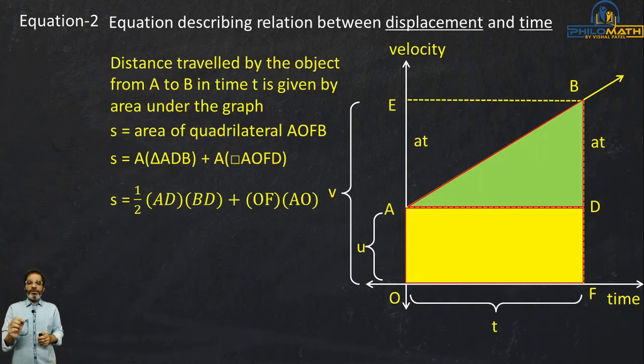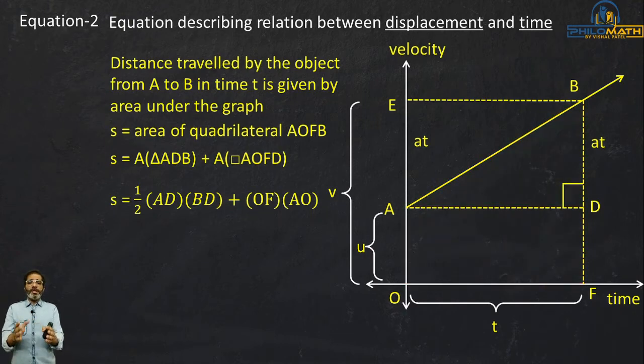So what is the area of a triangle? Half into base into height. If you see the graph properly, the base is AD and the height is BD. And in a rectangle, the base is OF and the height is AO, so that is length into breadth. Now what will you do? We will substitute the values. Let's understand the next step very carefully, students.